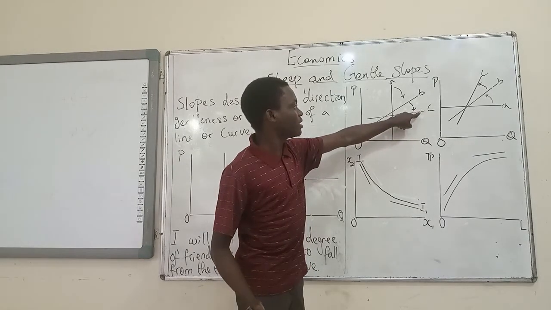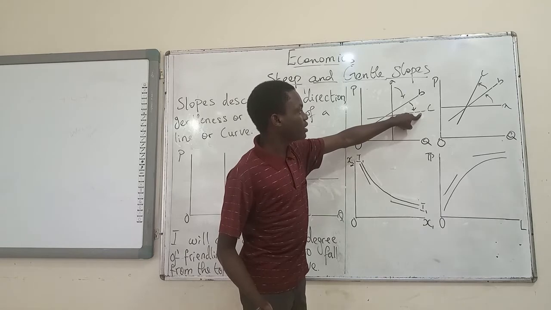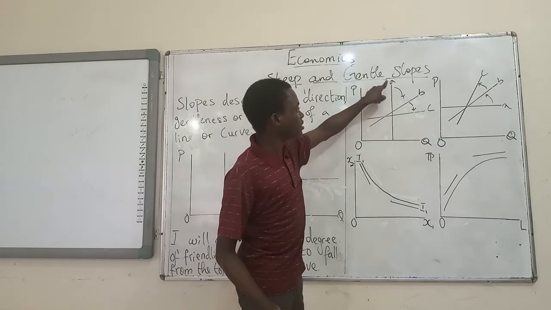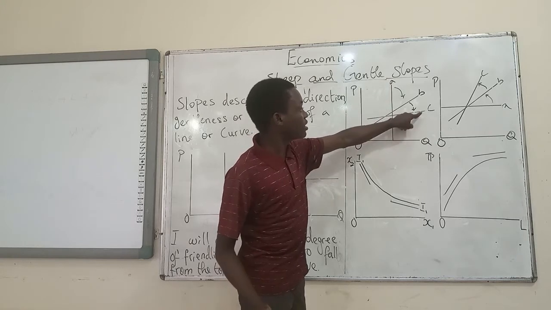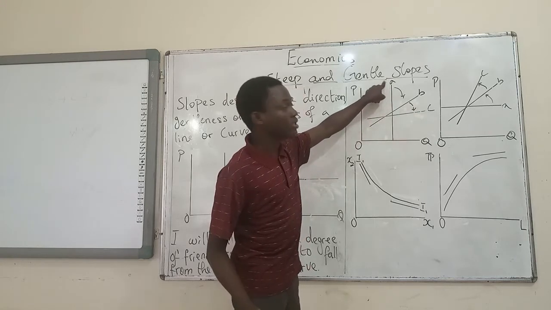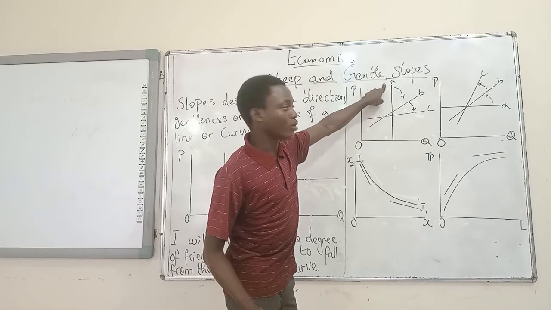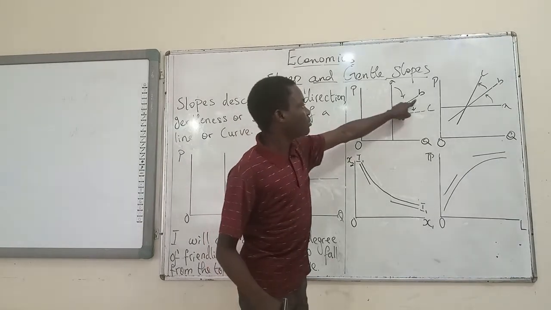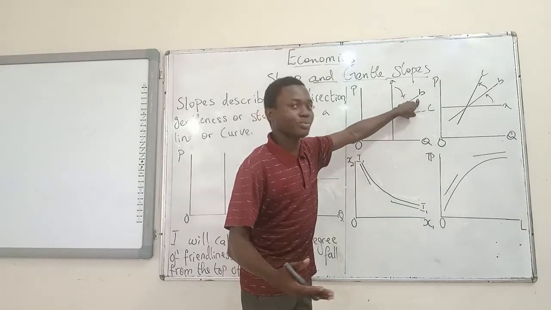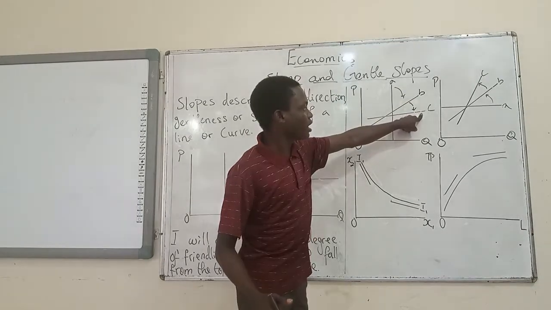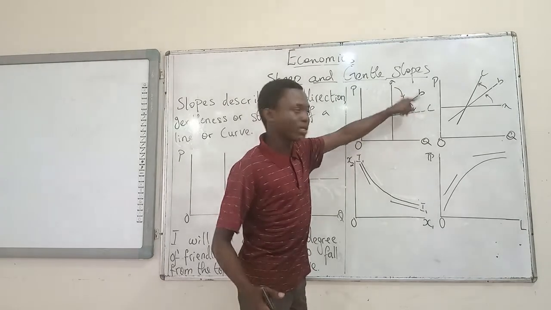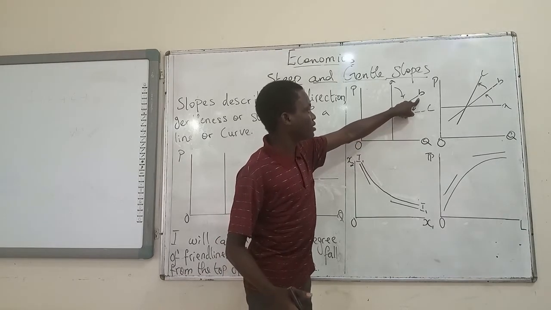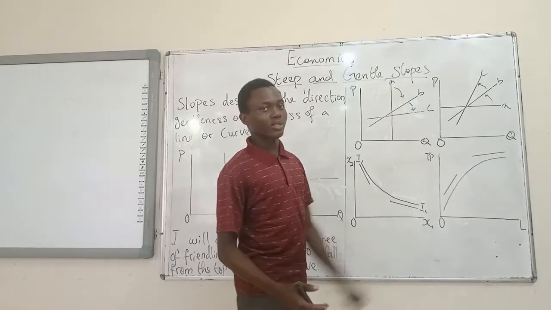So this is most gentle, more gentle, and this is steep. Okay, I hope I'm not confusing you. This is a steep slope. It becomes less steep, and it becomes less steep again from here. So this is not as steep as this, and this is not as steep as this. So that is what we mean.